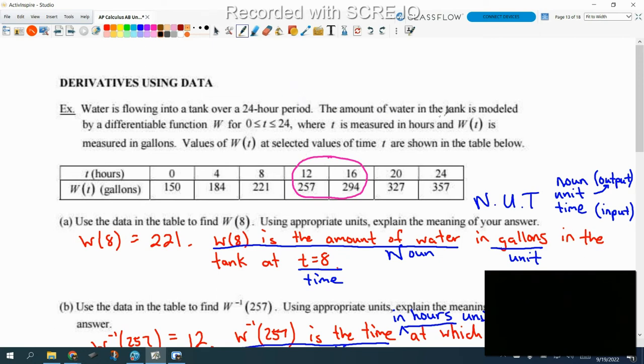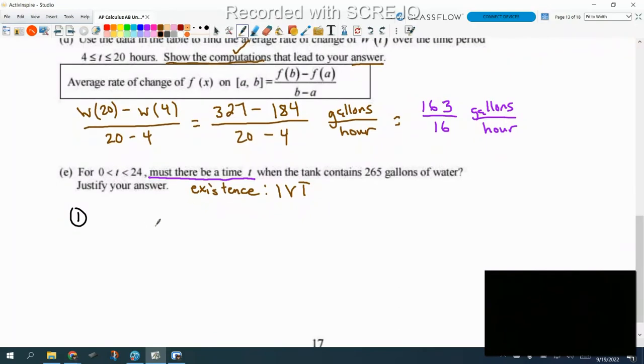So second sentence, the amount of water in the tank is modeled by a differentiable function W. We learned in our other lesson that when a function is differentiable, that means it has to have been continuous. Because if a function is not continuous, that means it is not differentiable as well. So we have to state that we know our function is continuous, and we have to state why we know that. So we're going to start with just restating what they told us up there. W of t is differentiable and is therefore continuous.